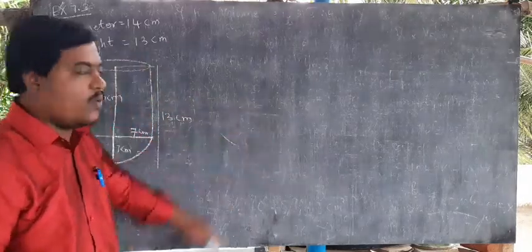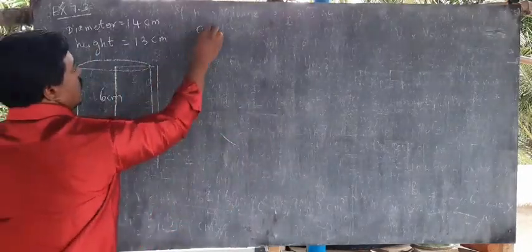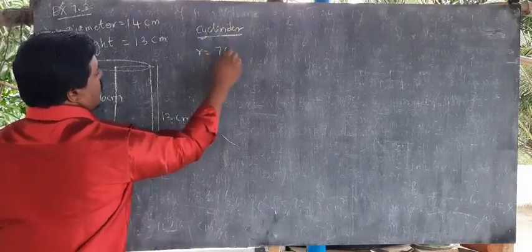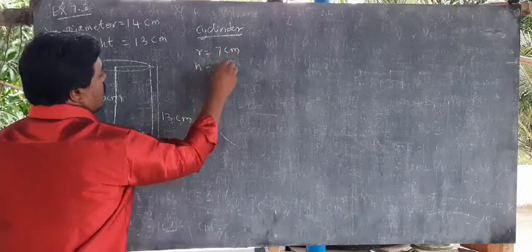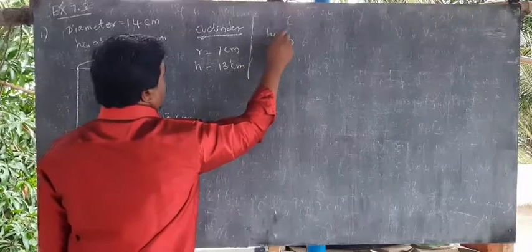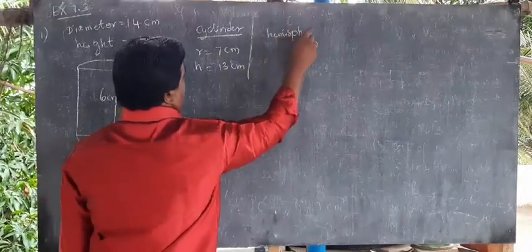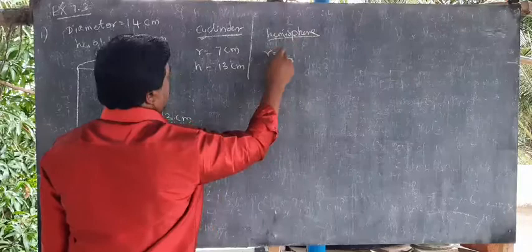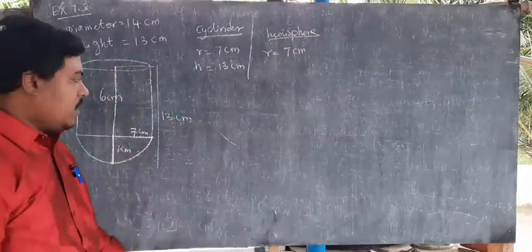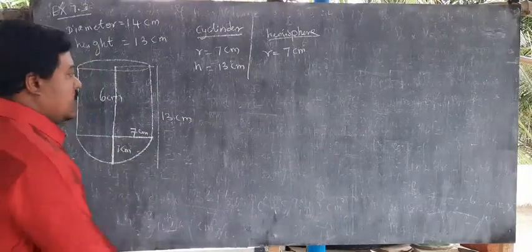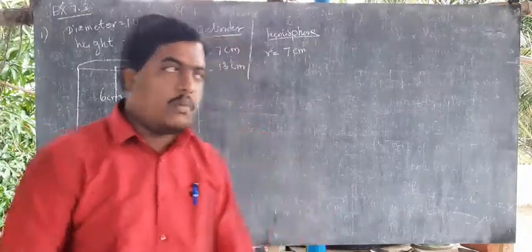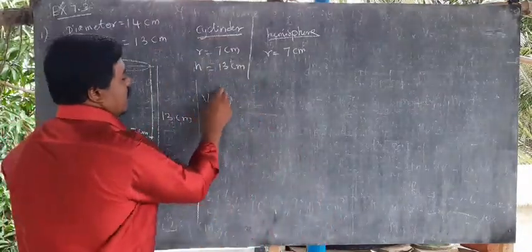We have two shapes. One is the cylinder: radius equal to 7 centimeter, height equal to 13 centimeter. Another one is the hemisphere: radius equal to 7 centimeter. In the hemisphere, the height we know. So we need to find the capacity. They are asking to find the capacity, which means the volume of the vessel.